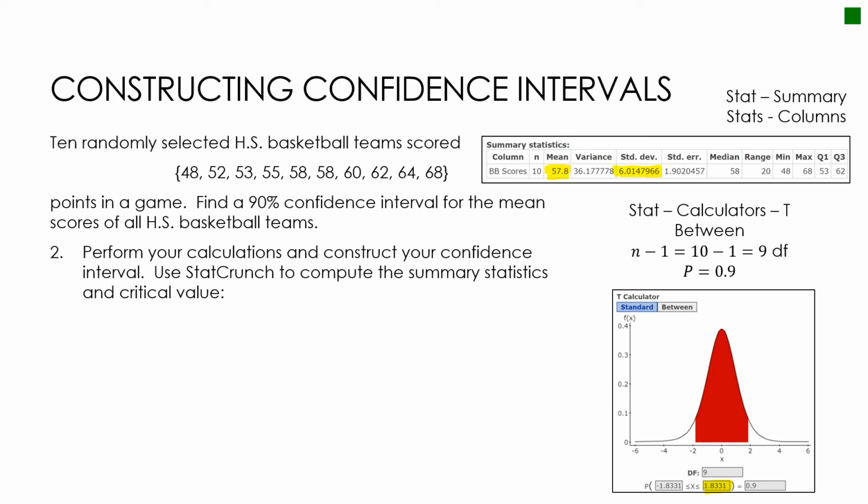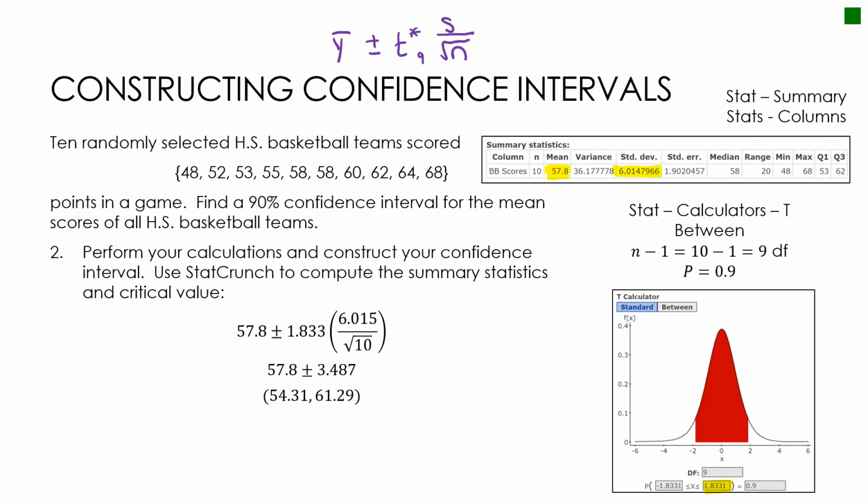So now what I'm going to do is I'm going to look at using my formula, and remember my formula said take your mean, which is y bar, plus or minus your t star, and in this case for 9 degrees of freedom, and then I'm going to take that times the standard deviation divided by radical n. So this is what that's going to look like.